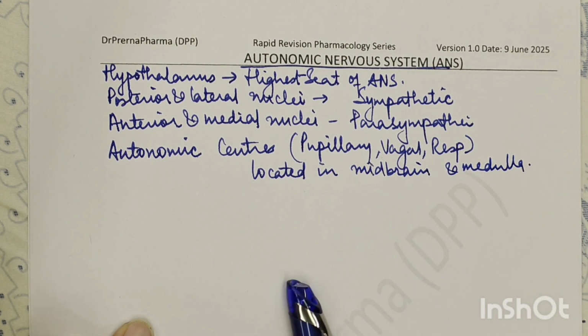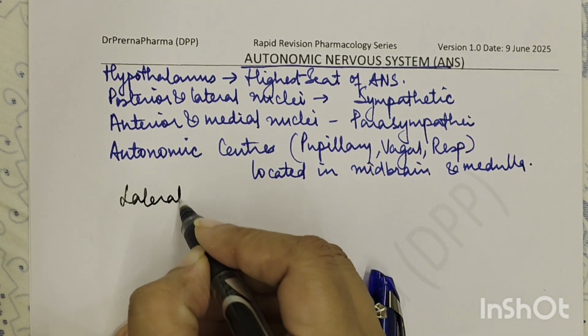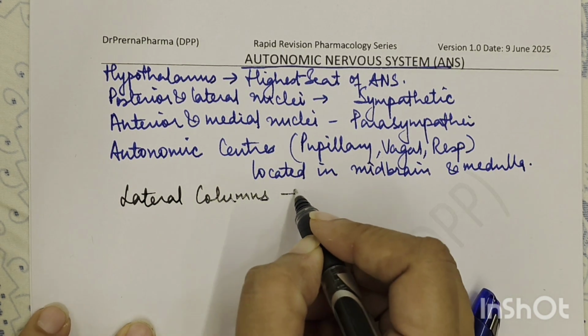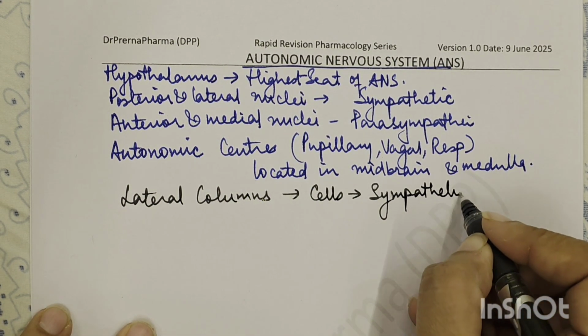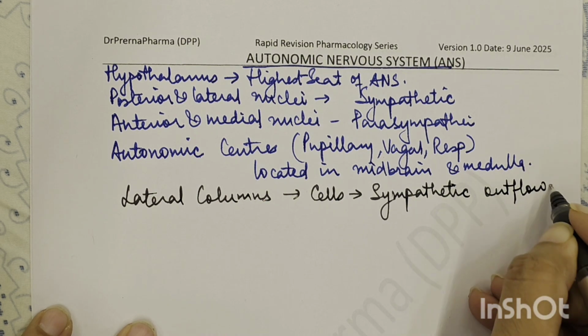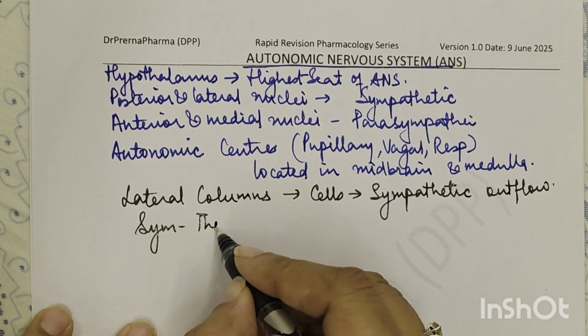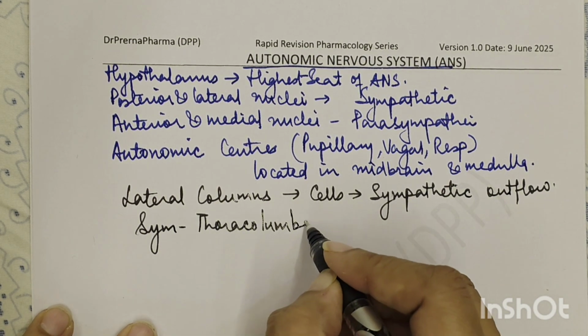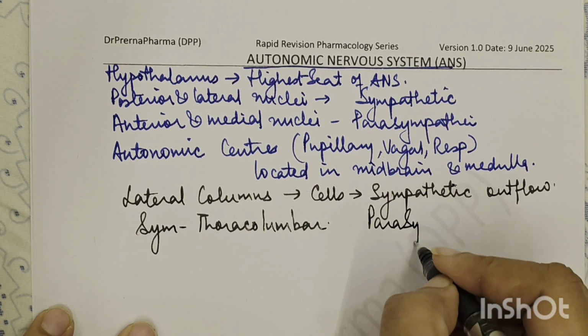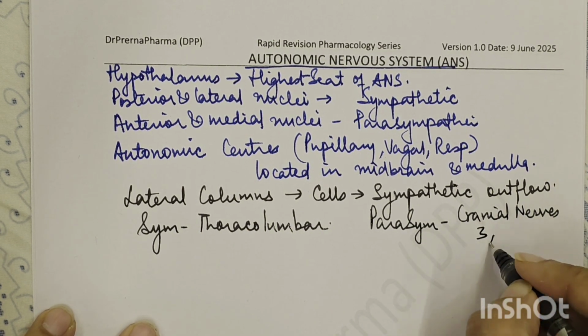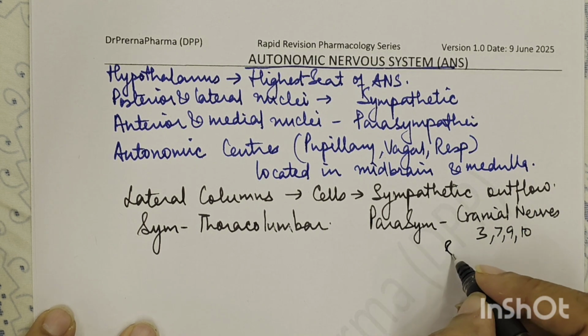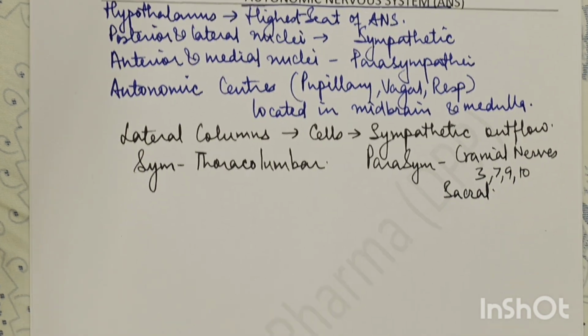Now in this, remember the lateral columns. These are the cells which manage the sympathetic outflow. The sympathetic system is basically managed by the thoracolumbar region of the spinal cord. The parasympathetic system is managed by cranial nerves. Which cranial nerves? 3, 7, 9 and 10, and the sacral nerves, right?